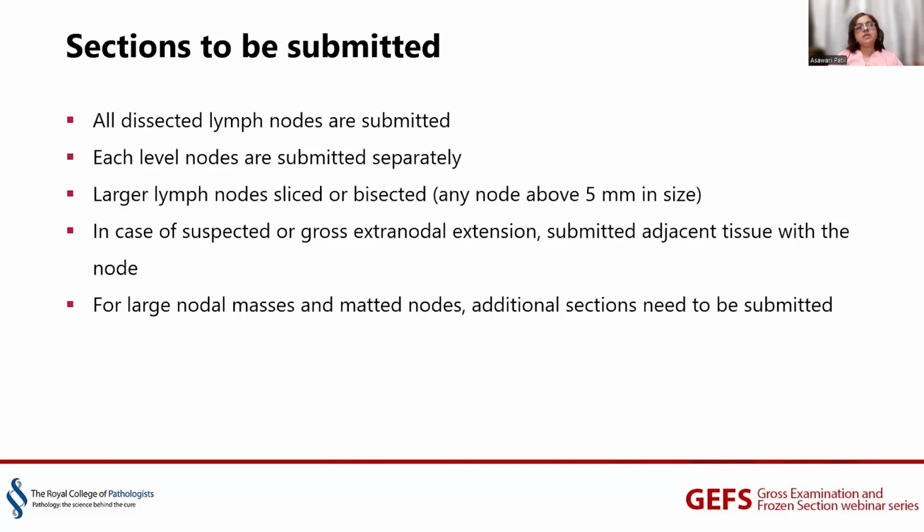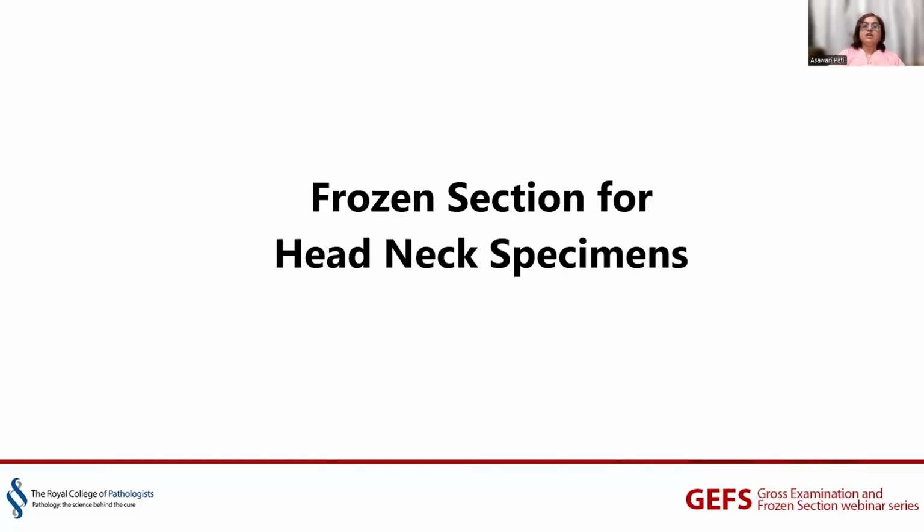So all nodes to be submitted, each level submitted separately if possible. And if there is suspected gross extranodal extension, submit the adjacent tissue along with the node. Now, additional sections may be required for large nodal masses and matted nodes. So with this, we conclude the grossing part of head and neck specimens for major subsites. Now let's go to the frozen section, and it will be followed by a brief discussion on cancer data sets.